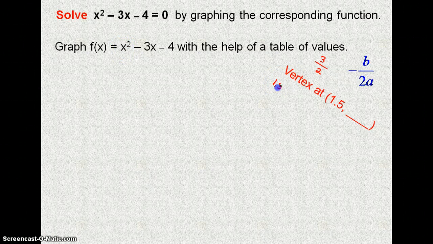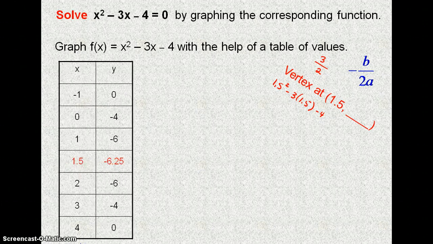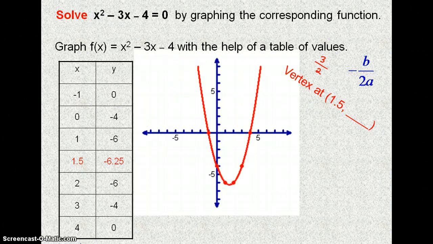So 1.5 squared minus 3 times 1.5 minus 4. You want to figure out what that number is. You can use your calculator to help you, and what you're going to find is that that's negative 6.25. Now if you want, you can make this big table, or you can just do a little mini table. That's up to you. So we get the vertex, which isn't in a nice spot. That's okay.